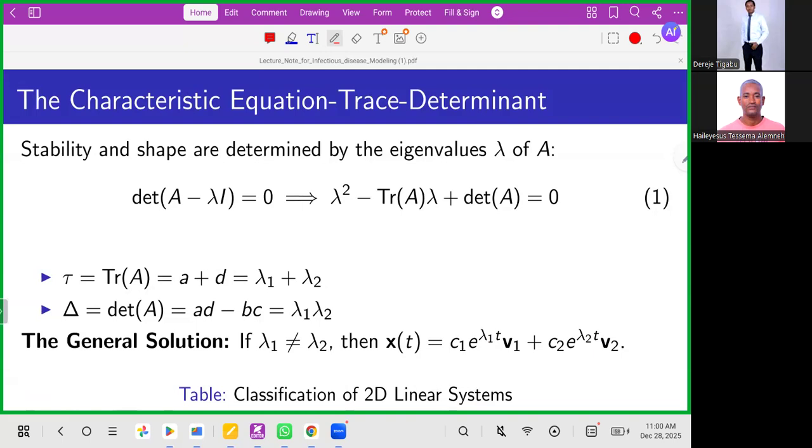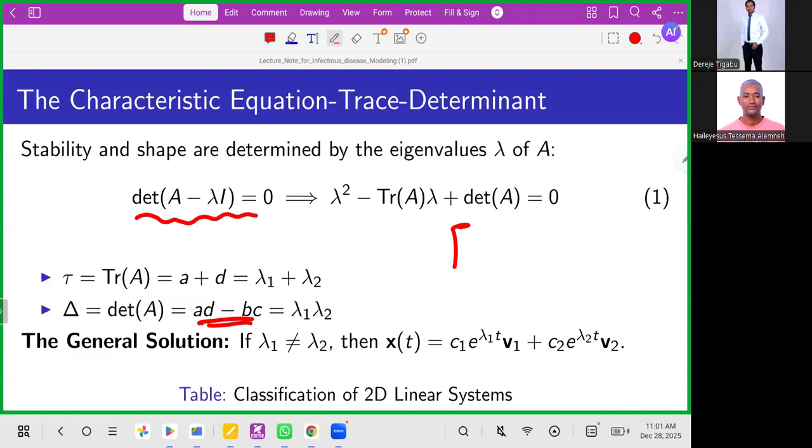So we calculated the determinant earlier from this one: det of (A minus lambda I) equal to 0, which gives lambda squared minus trace of A times lambda plus determinant of A, equal to 0. Trace and determinant, I think you are familiar with. The trace is the sum of the diagonal elements, and the determinant is this one.